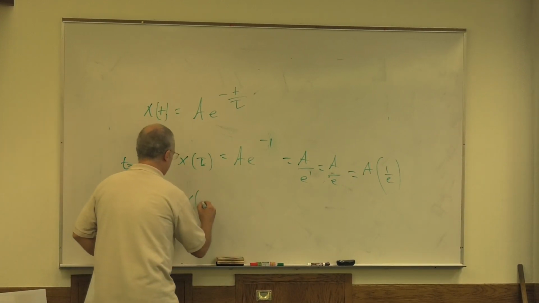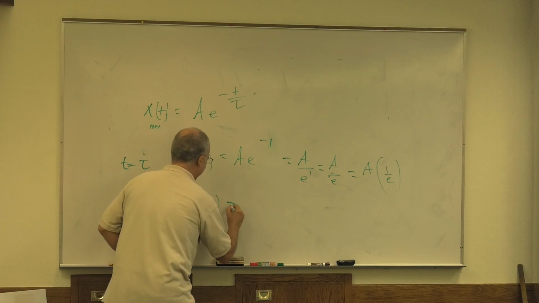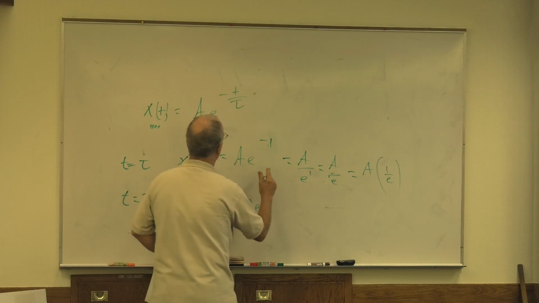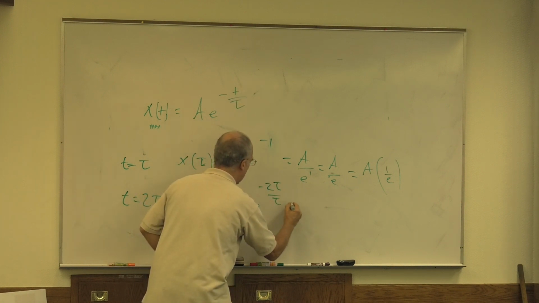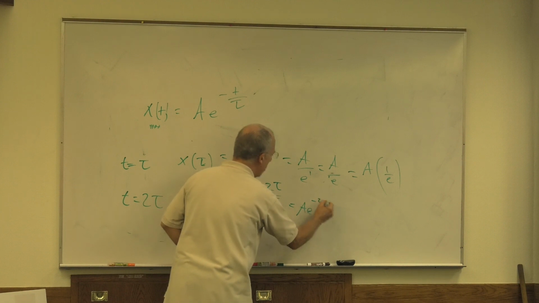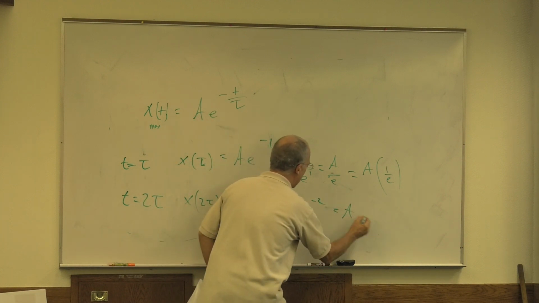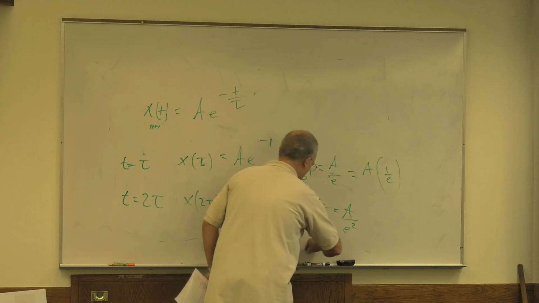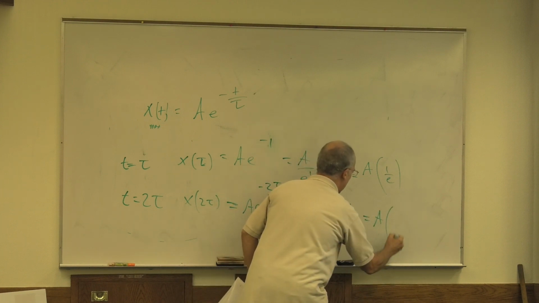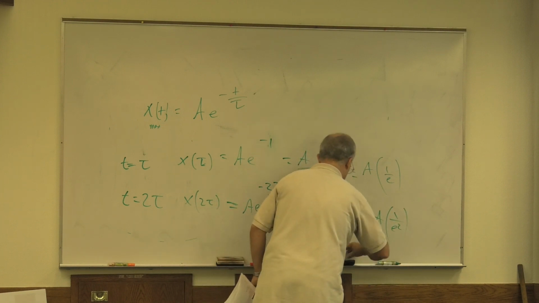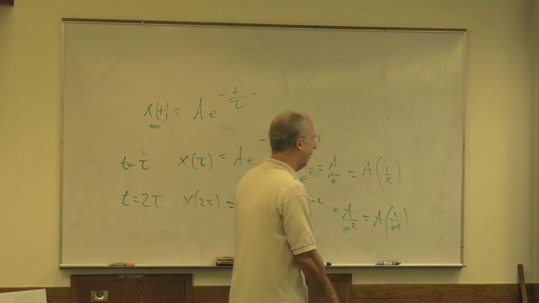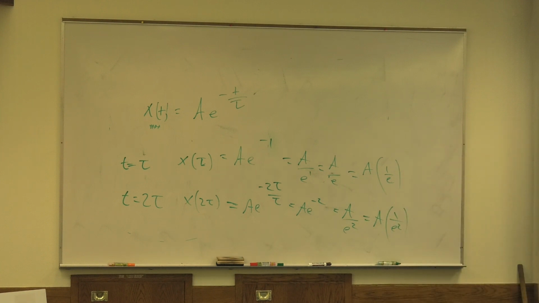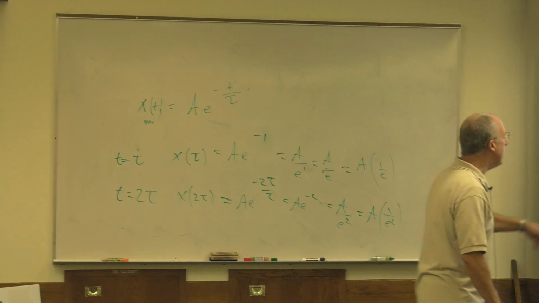Well, then x at 2 tau equals a e to the minus t, now time is 2 tau over tau, which is a e to the minus 2, right? Which is a over e squared, and which again is a over 1 over e squared. And most people that do math know what 1 over e squared is. It's 0.13, okay?